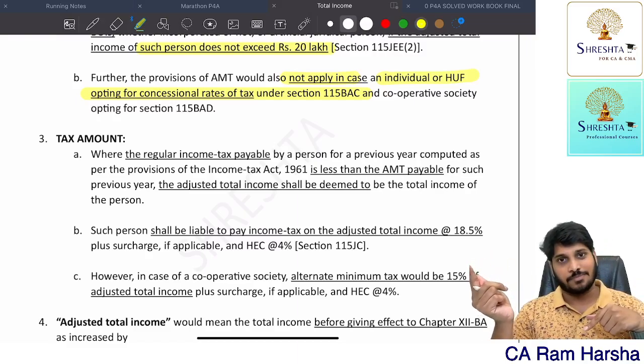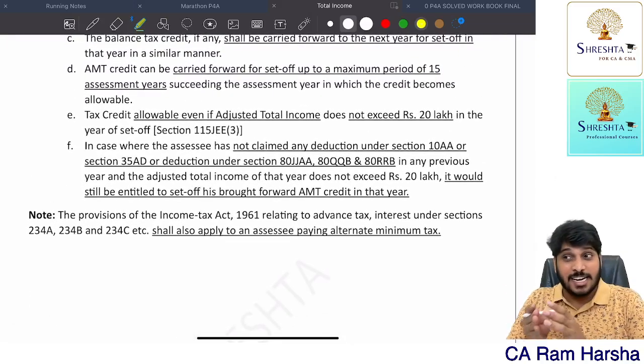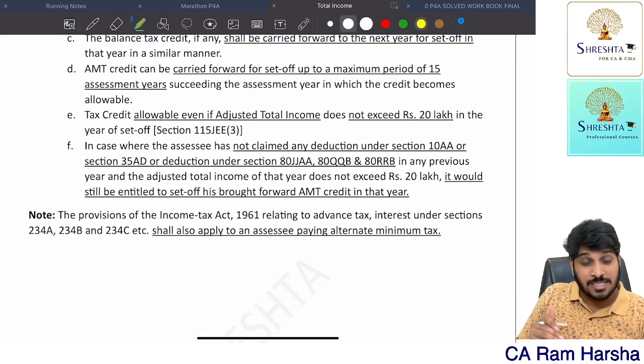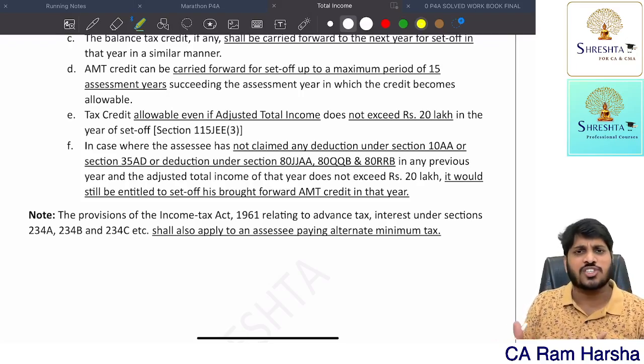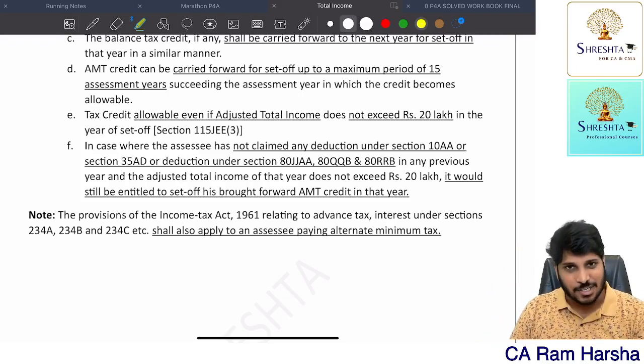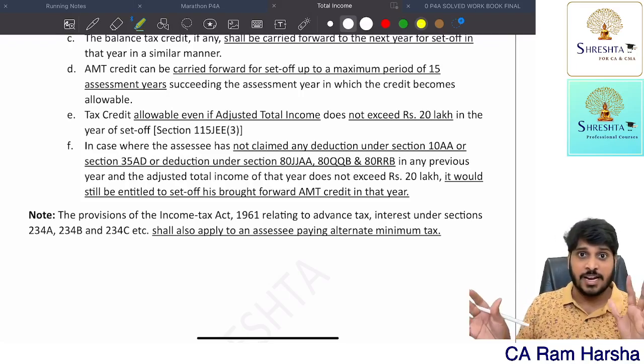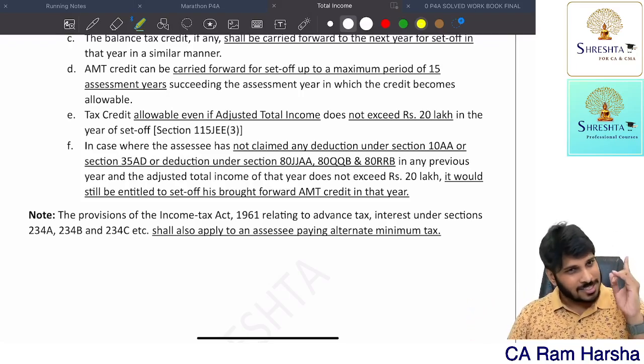Very simple. Now, in this, there are some noteworthy points. Can I set off AMT credit in a year even though my adjusted total income is less than 20 lakhs? You can, no question at all. Suppose in year 2, I don't have AMT at all, I have only regular tax. Can I set off? You can set off. Able to understand? Suppose in the succeeding year, I don't have 35AD deduction itself, everything is not there. Still, you can set off.